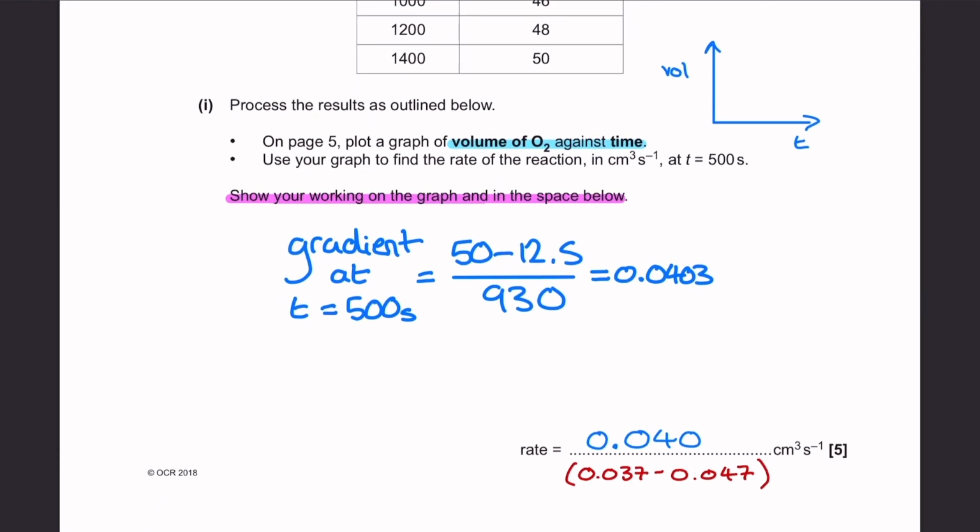I've got my gradient then at t equals 500 seconds from my tangent, and there's my calculation, change in the y-axis divided by the change in the x-axis, and that gives me a rate of reaction of 0.0403, which I'm going to quote here just to two significant figures, just because the mark scheme went to that. But on the day of the exam, I'd probably still quote it to 3 sig fig. But the mark scheme was looking for anything that fit inside the region to 2 sig fig of 0.037 and 0.047. I think personally this is a little bit high at this end of the scale, but mine fits inside this boundary, so it's all good.